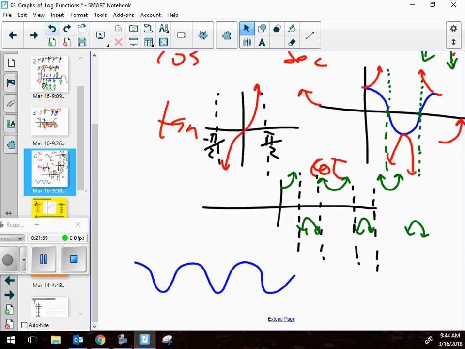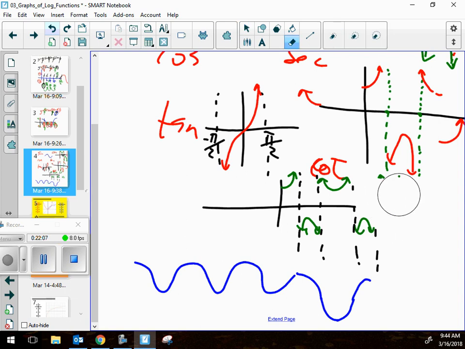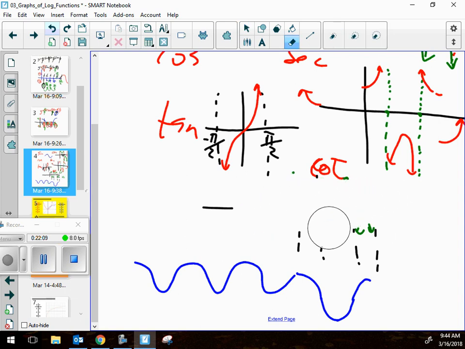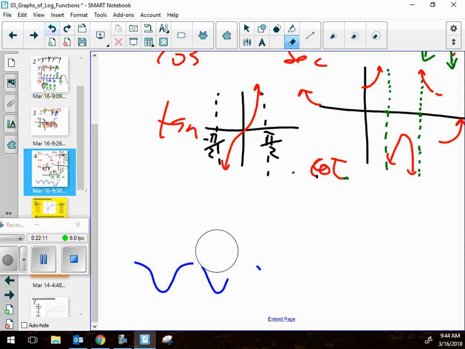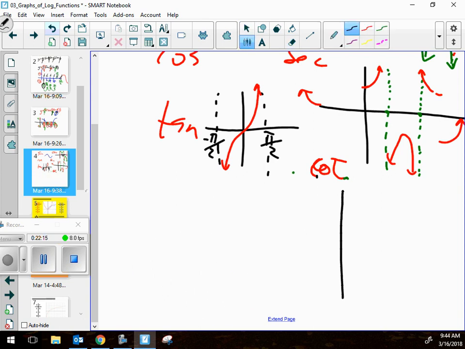And again, this is riding on the back of its sister function, which was cosine. And then last, because I want you to have them all in one place, the last one is cotangent. That one's not one of those where it rides on the back of its sister function. You just got to look at this one as a different thing.